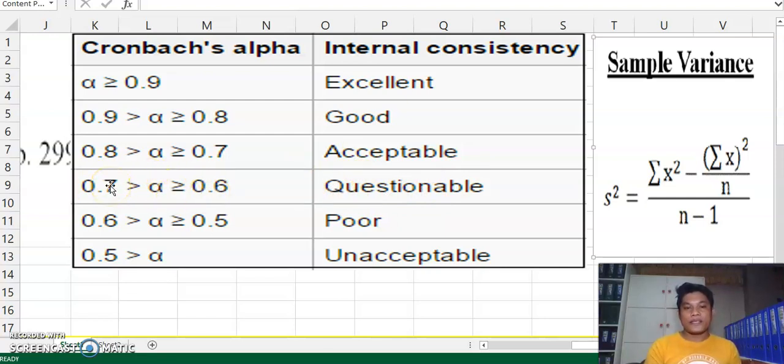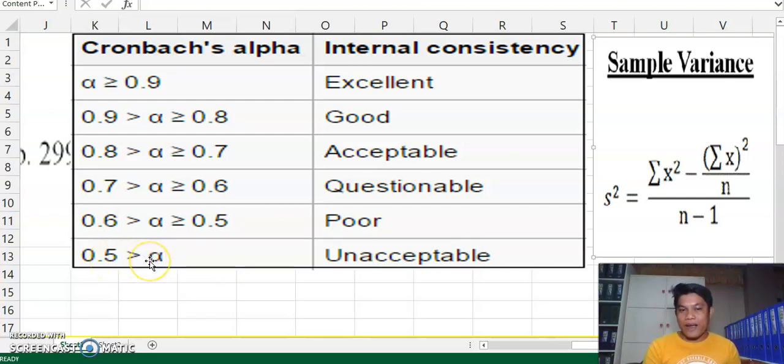So you have to analyze only when the alpha level is greater than or equal to 0.6 but less than 0.7. But if your alpha is greater than or equal to 0.5 but less than 0.6, of course, you will not do the item analysis. You have to review everything because your questionnaire is poor. You cannot distribute that because in the first hand it's poor. The more if your alpha level is less than 0.5.